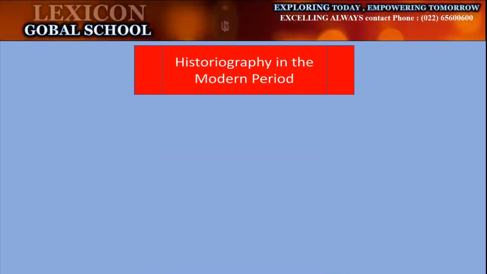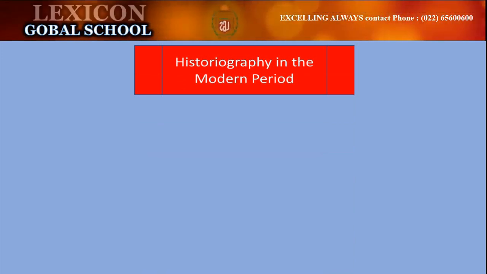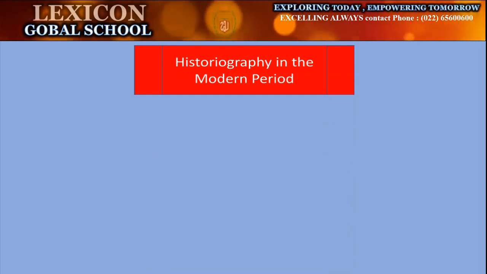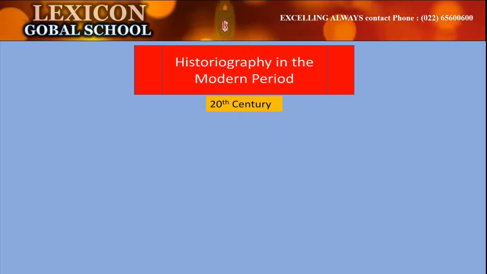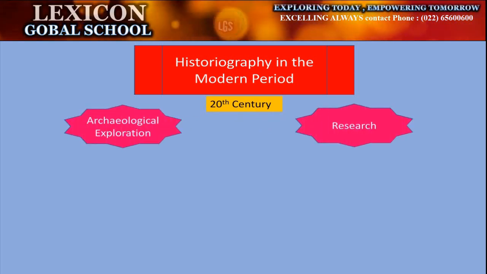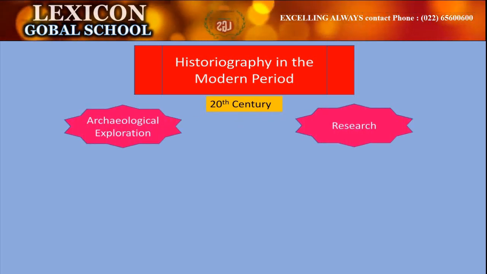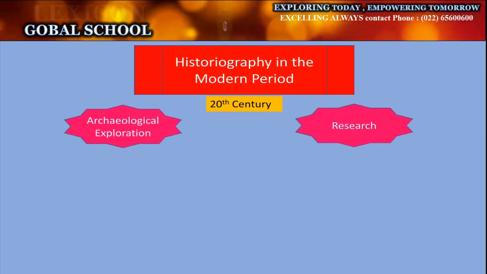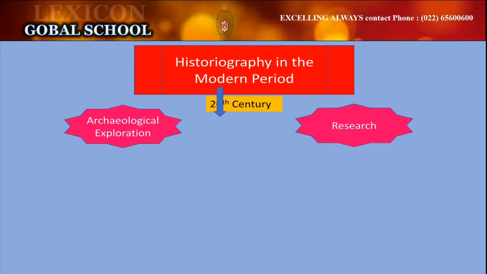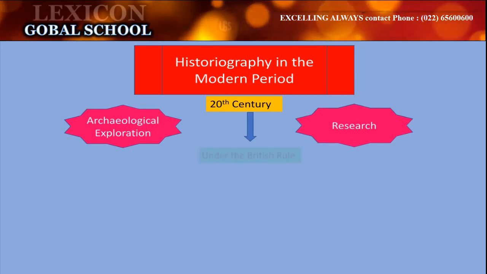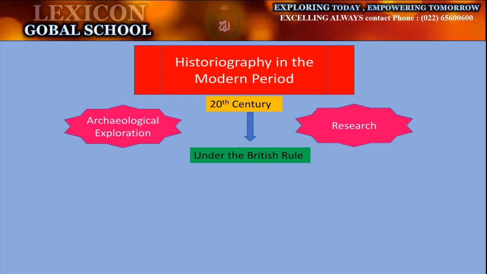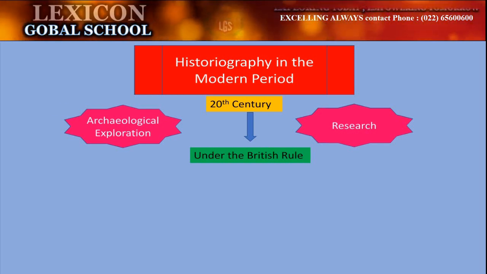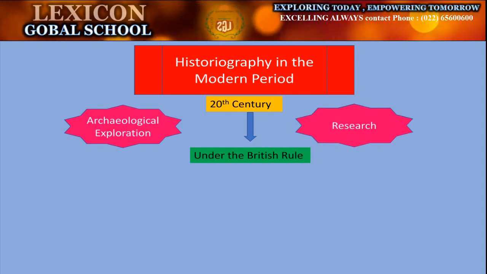After doing the medieval period, now it's time to learn about the historiography in the modern period. That is the third part. In the 20th century, something was happening in the world. What was that? Archaeological excavation and research was going on. All this was happening under the British rule. Remember, we were the colonies of the Britishers.